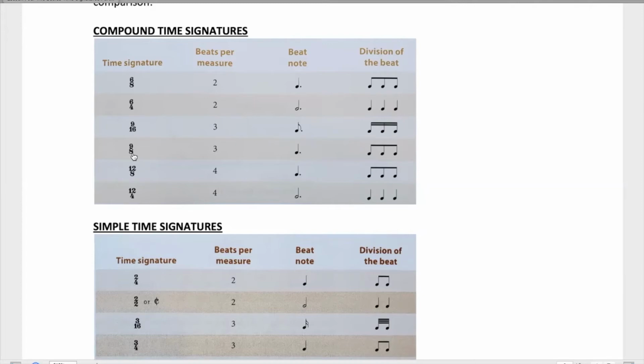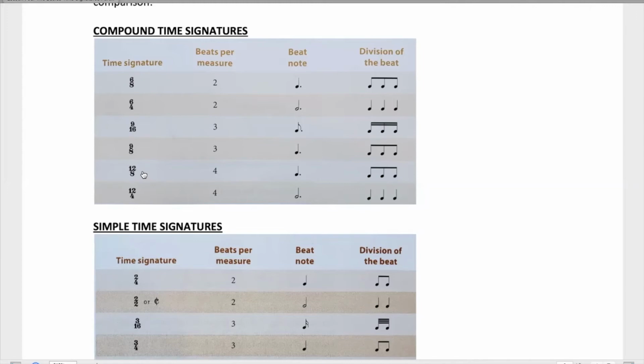We will go now to 9/8 time. The unit of measurement here is the eighth note. There are 9 pulses to the measure. If subdivided into 3 equal parts, the beat note is therefore a dotted quarter note, which equates to 3 eighth notes, or 9 total eighth notes in the whole measure.